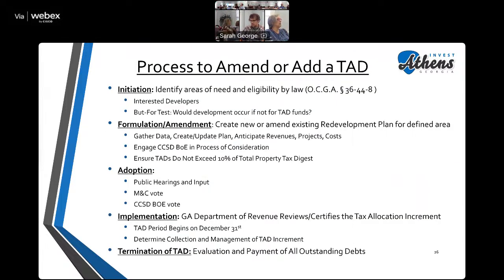Okay, so the process to amend or to add a new TAD. This is the process that we went through at the front end, but y'all might not have known it was happening until it landed on the agenda, right? So, identify areas in need and eligibility, so that goes back to what Daniel was initially saying about underdeveloped infrastructure, blight, things like that.